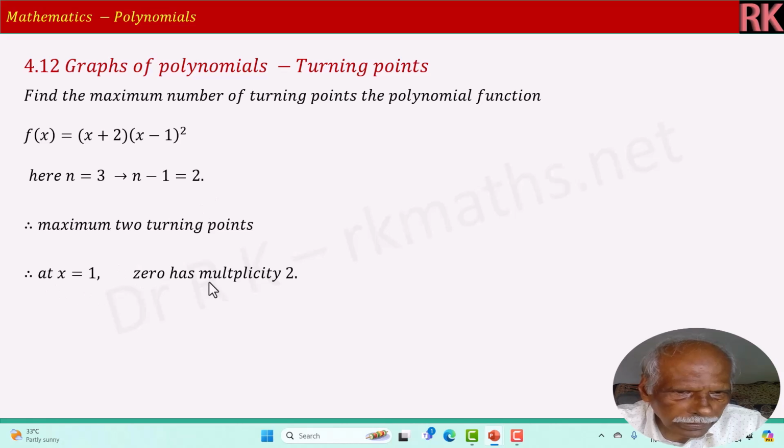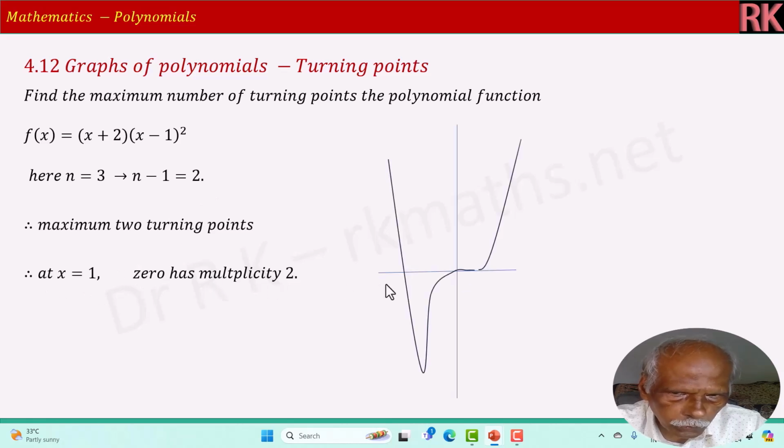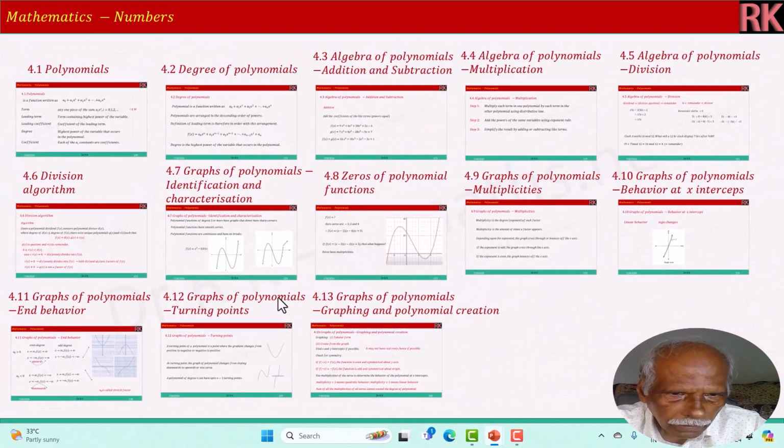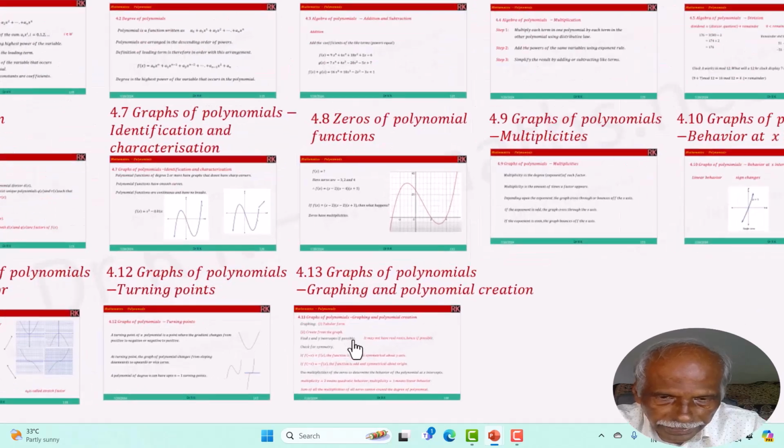At x equal to 1, 0 has multiplicity 2. Please note, at x equal to 1, it has. Now we will see graph of polynomials, polynomial creation.